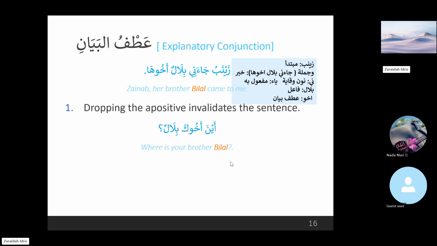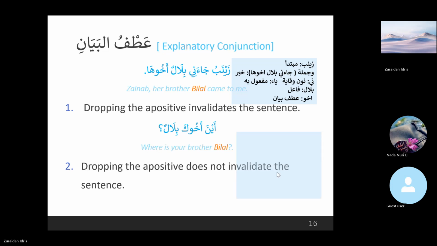Because you've taken out some information there. But as far as the grammar is concerned, it's intact. Yeah. I mean, this is why we have atfu bayan and badal in the first place. Yeah, to make things clearer.